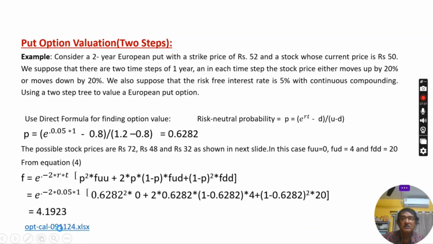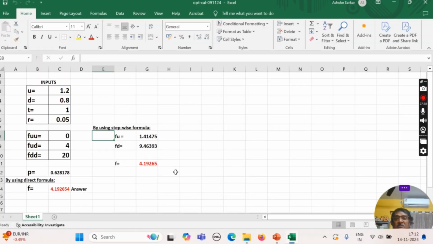This is the Excel sheet. Now I am going to the Excel sheet. U is 20%, that is 1.2. D is 0.8, the decreasing factor. Time period is 1 year, that's why 1. Rate of interest is 0.05. FU is 0. Just now I have shown you FUD is equal to 4 and FDD is equal to 20.